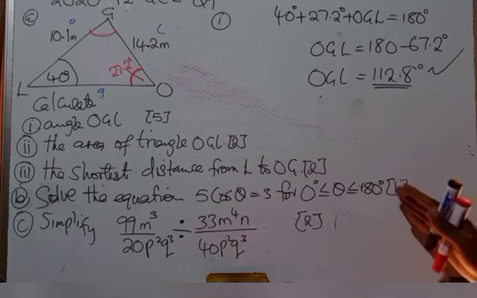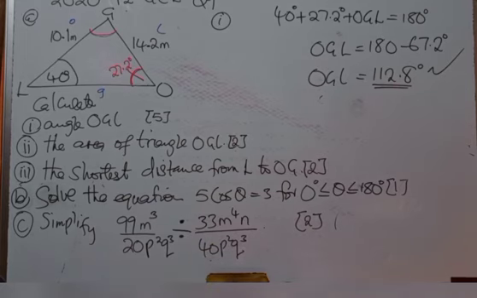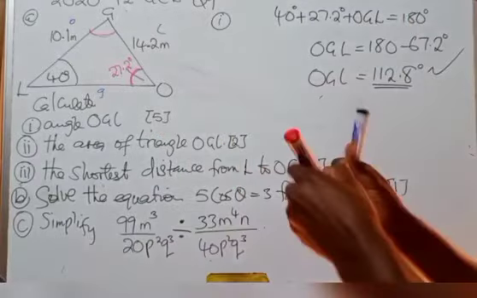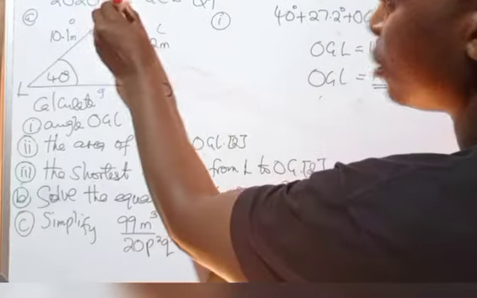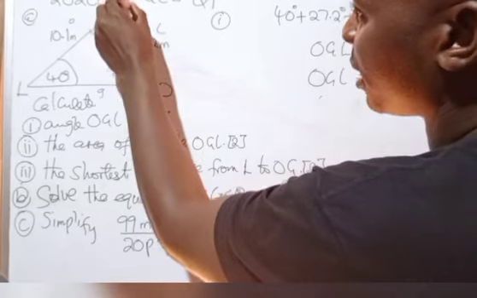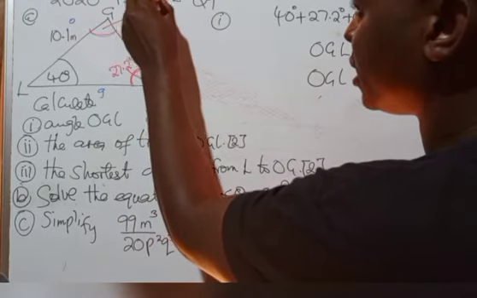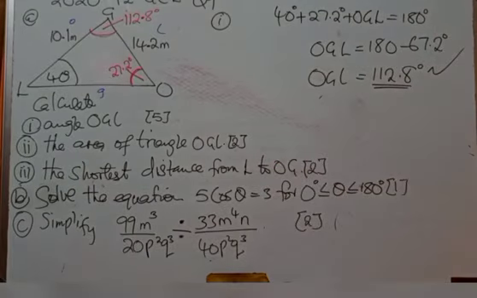Now, for the sake of explaining the other questions, allow me to show this angle, 112.80 degrees. So that is the angle there. Let us go to the next question. The next question is find the area of the triangle.